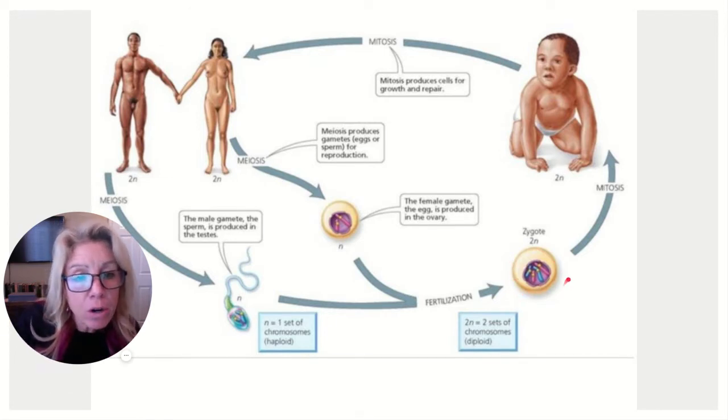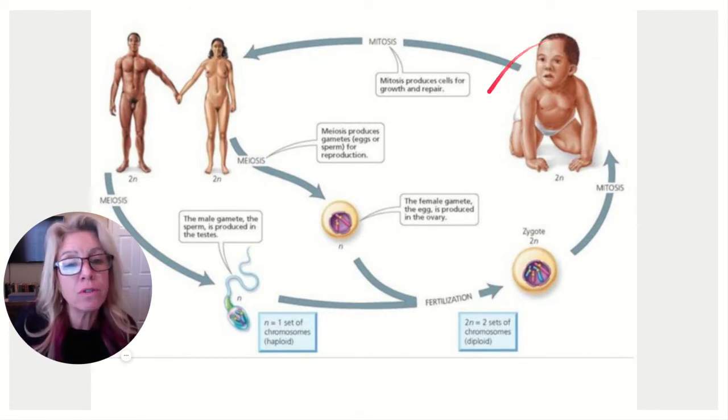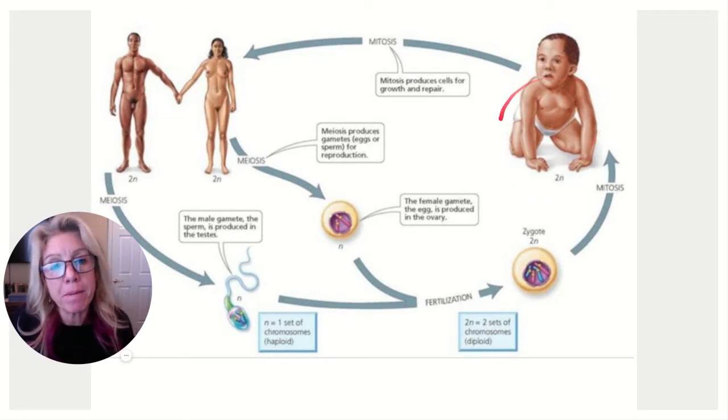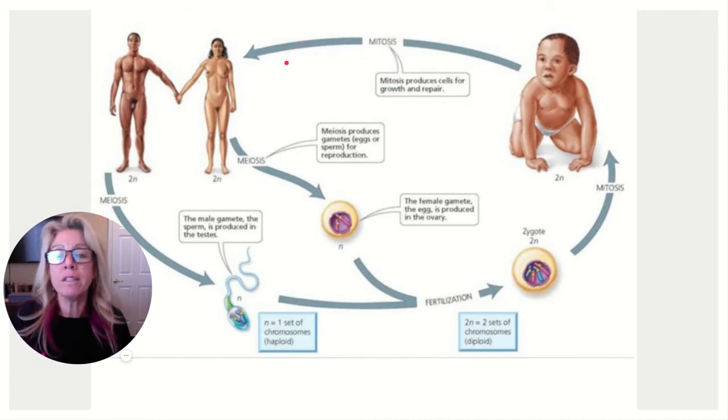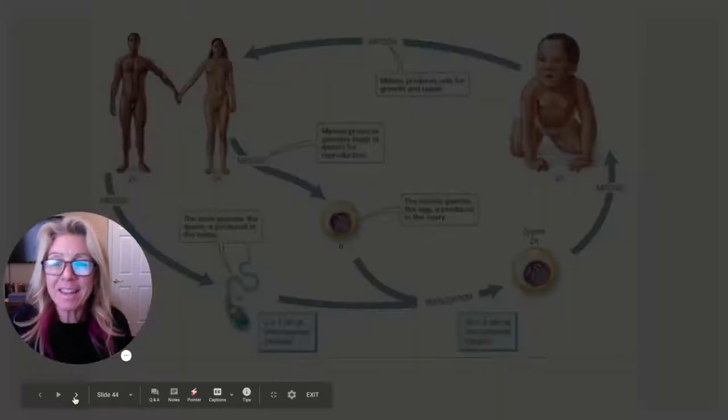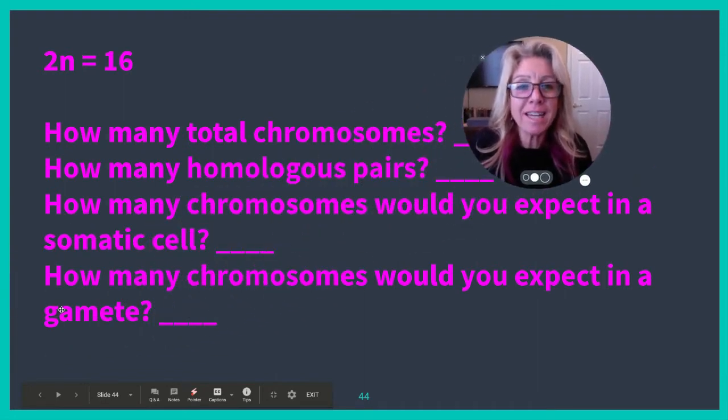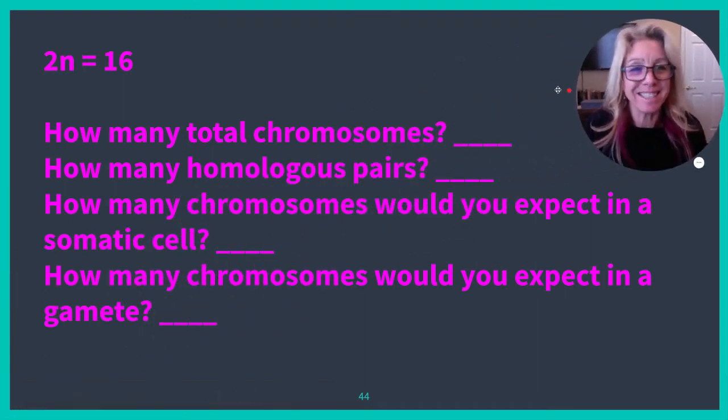Now, this zygote will undergo mitosis to form this ginormous baby. And then as this baby matures, it will continue to do mitosis. The only place they will do meiosis is this baby, whatever this baby is, a boy or a girl, either in its ovaries or its testes. All right. Okay, that is your overview. Let's see how you do here on my little test.